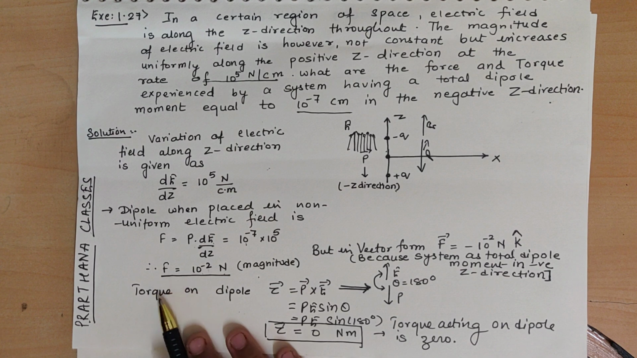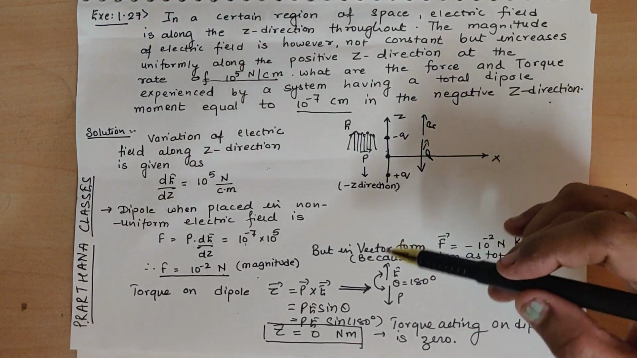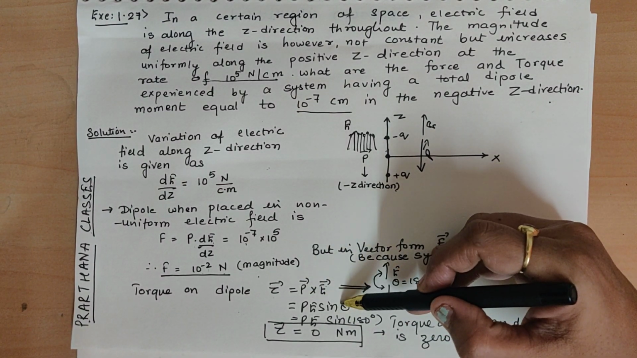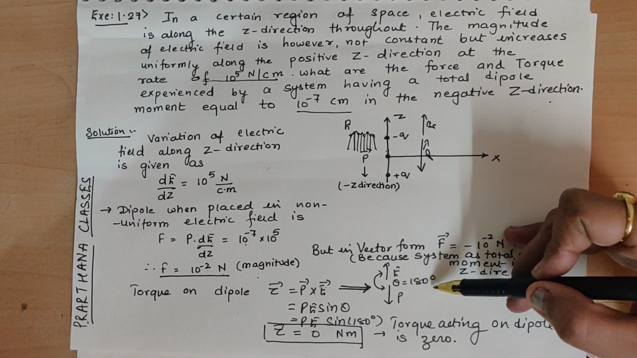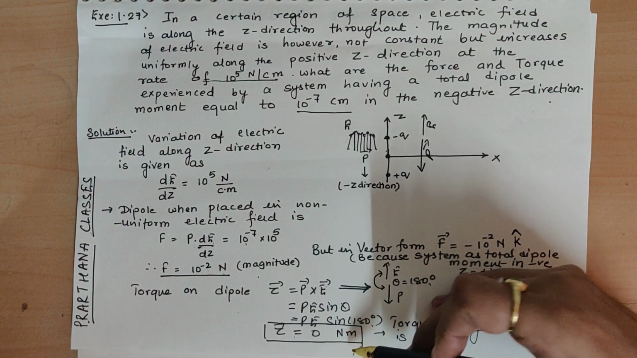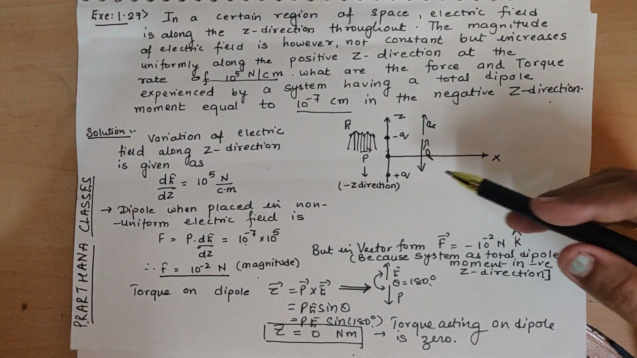Now we need to find out the torque acting on the dipole. We know that the torque formula is P cross E. This you have done in theory classes. That is PE sin theta. What is the angle between P and E? 180 degree. What is sin 180? It is 0. So torque acting on the dipole must be 0 due to the non-uniform electric field.